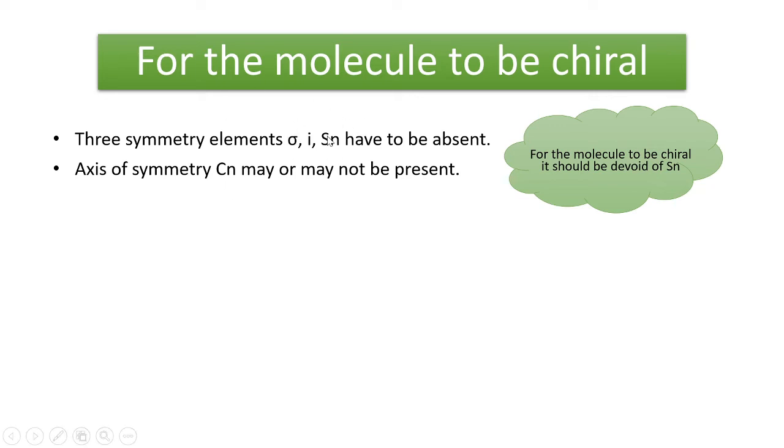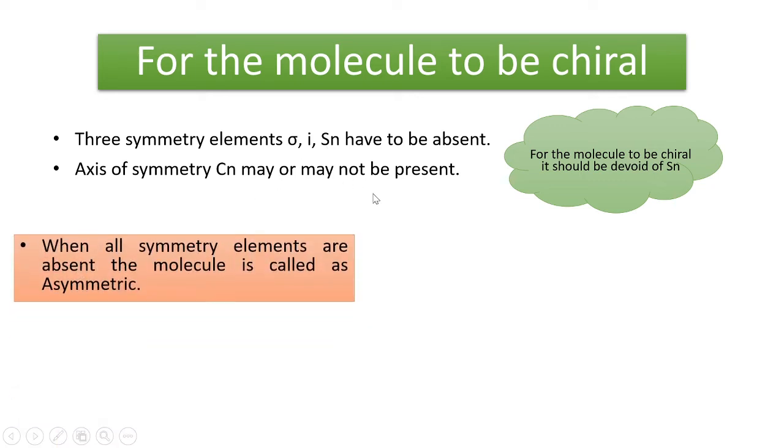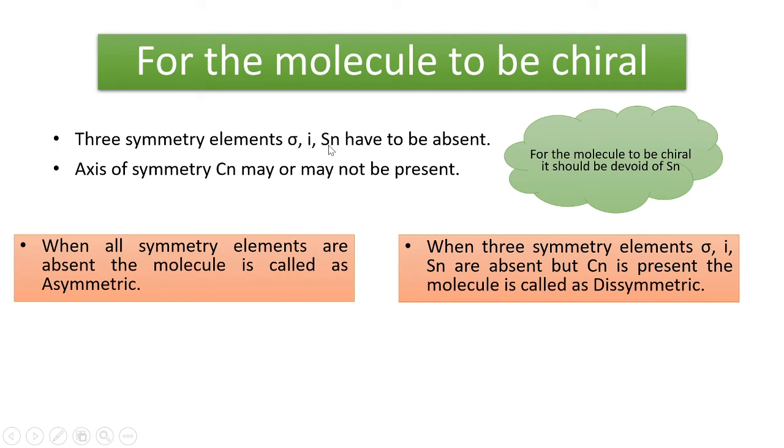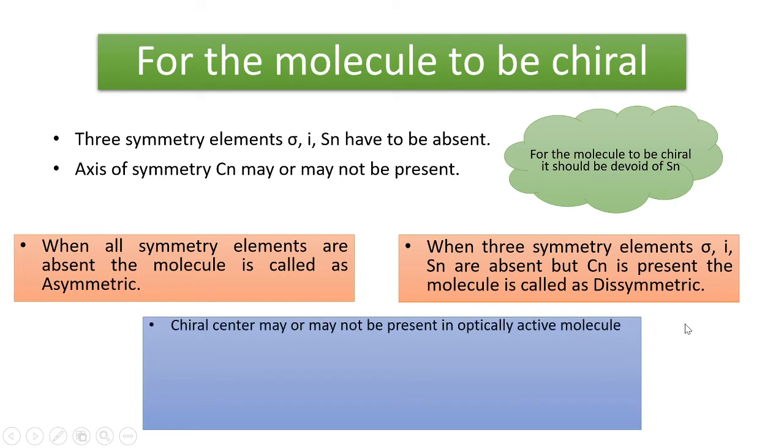Now, as I said, the 3 have to be absent, but the fourth one may or may not be present. Depending on that, we classify molecules into 2 types. When all symmetry operations are absent, and Cn is also absent, then the molecule is called asymmetric. And if the molecule is devoid of only those 3, but Cn is present, then I will call the molecule dissymmetric. So remember that a chiral center may or may not be present in an optically active molecule. That means the molecule is not necessarily always asymmetric. It can also be dissymmetric.